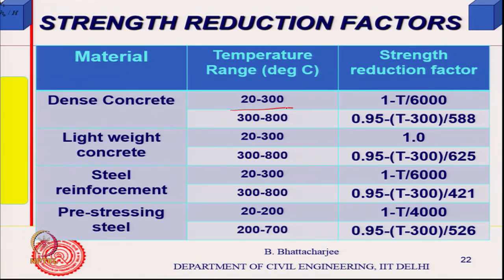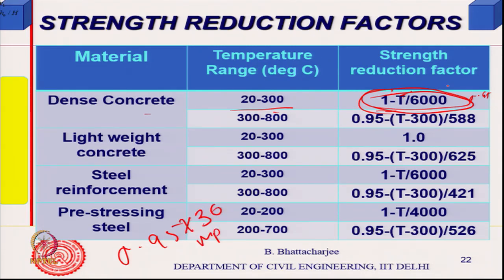So, for 20 to 300 degree centigrade for dense concrete, a strength reduction factor is taken, which is less than 1. If the concrete mean strength, let us say, is 30 multiplied by this factor, if T is equal to 300, how much will this value be? 300 by 6000. So, it is 0.05. So, this would be 0.95. So, at 300 degree centigrade, the strength would be 0.95 into 30 MPa.